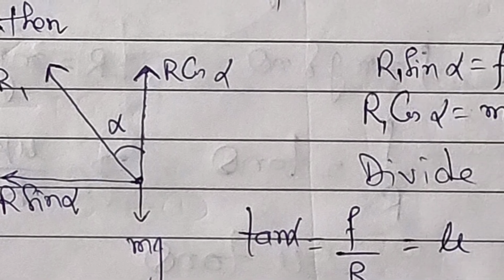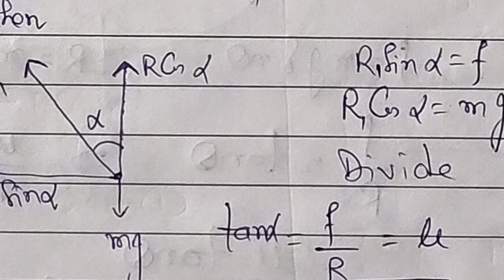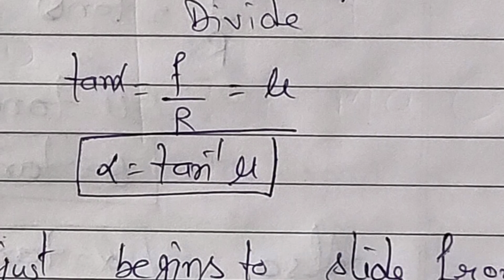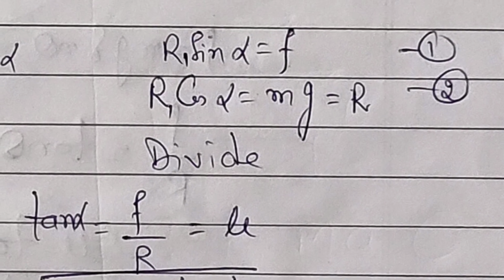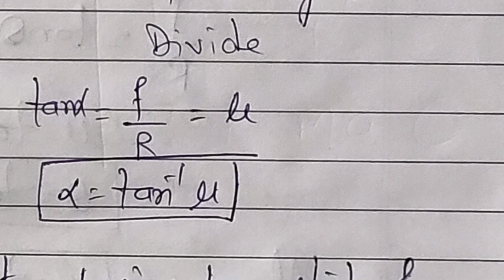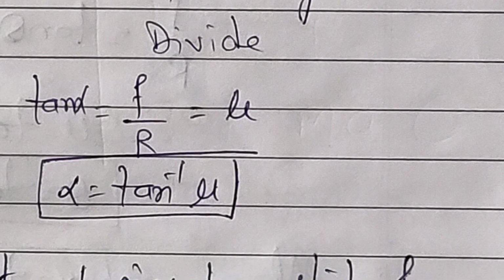We know that from this free body diagram, R1 sin alpha is F and R1 cos alpha is mg. So divide, you will get tan alpha is F by R, because this R1 will cancel. So this is the relation between the coefficient of friction and the angle of friction.